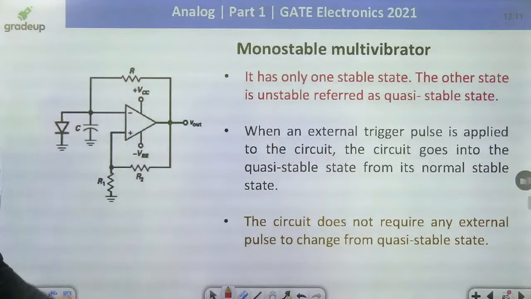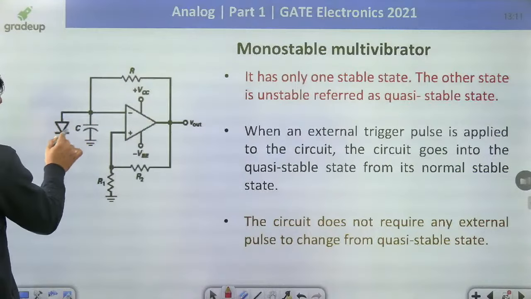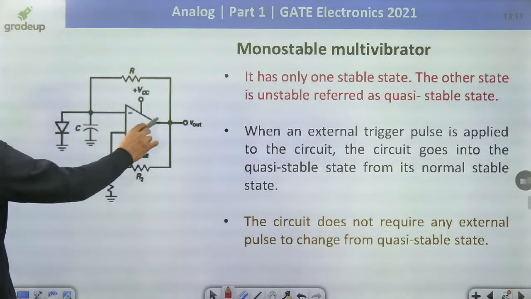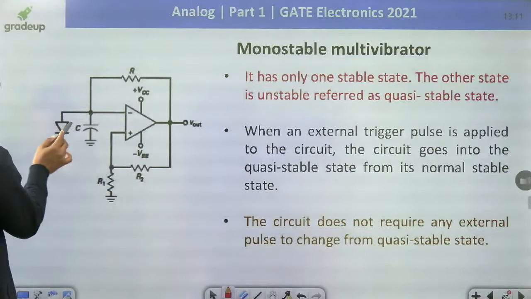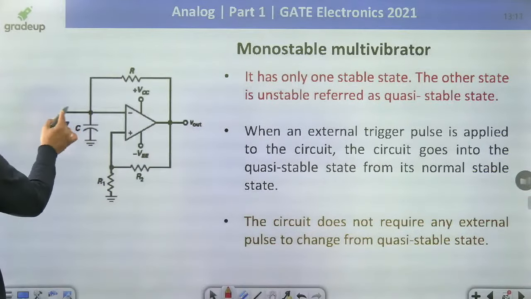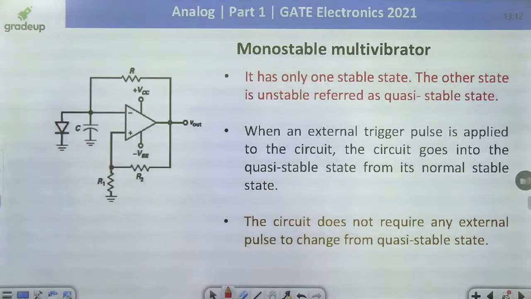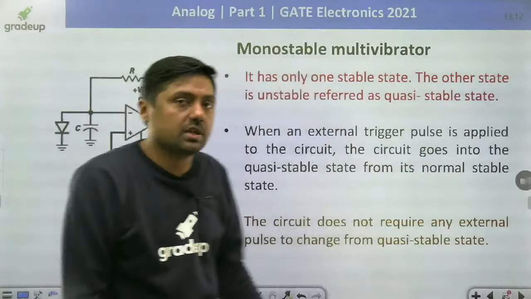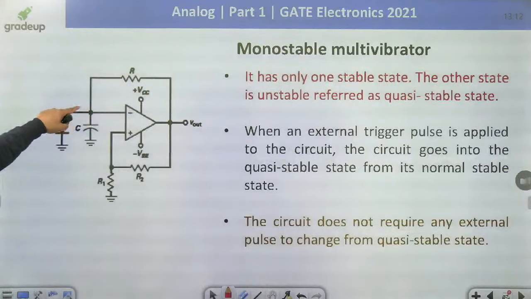Right now, here we are using one diode in parallel to what? C. This is parallel to C. We are using the diode. There will be positive feedback. When we remove this diode, it will become an astable multivibrator. When we connect a diode parallel to C, it will become a monostable multivibrator. Right? This is the diagram: R, C, and we put a diode in parallel to that.